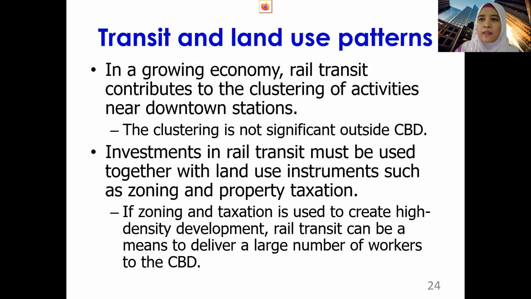Developers are now selling their properties in Malaysia, in KL for instance, saying it's only a 5 minute walk from the nearest MRT station. Only a 10 minute walk from the nearest MRT station, or an LRT or monorail is available in the area. Those are the things that could attract people, and this is actually TOD, transport-oriented development.